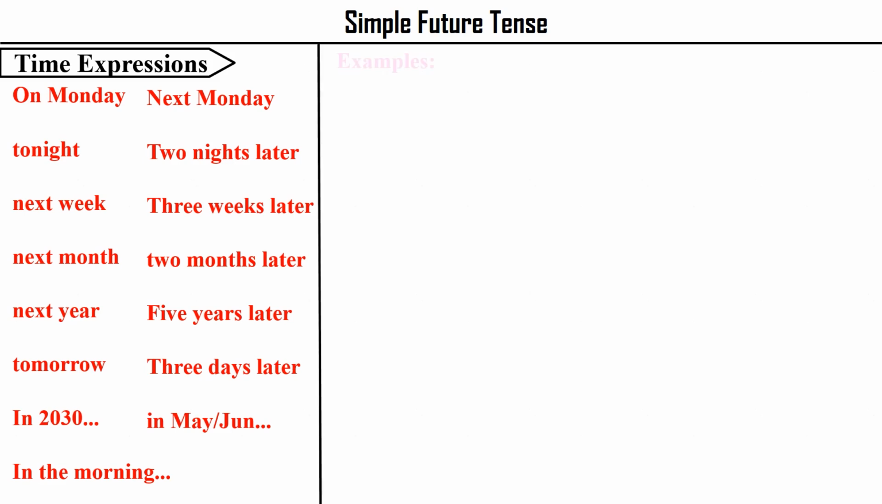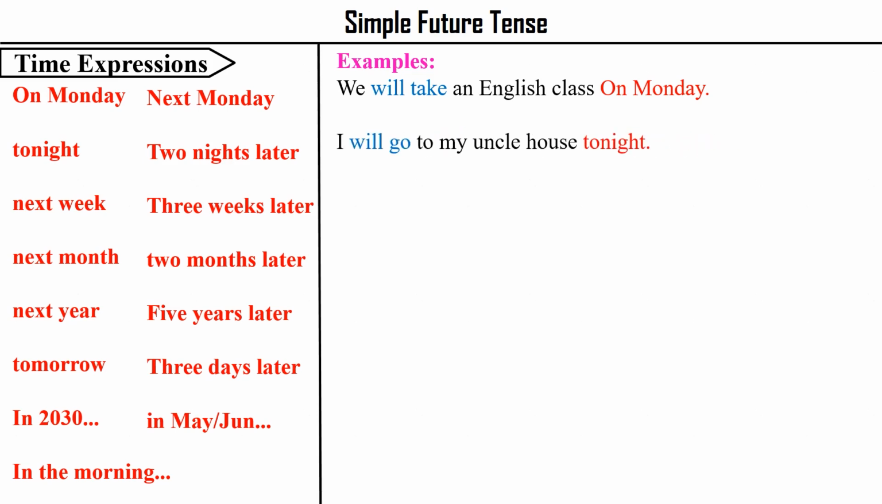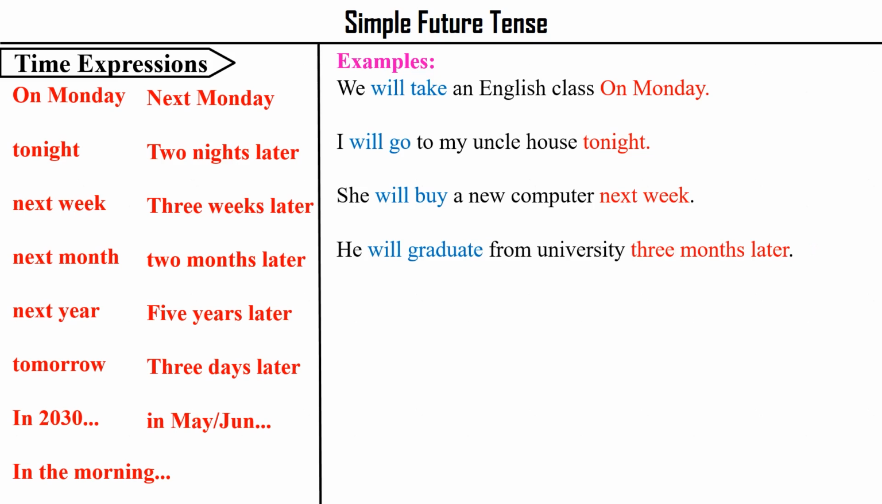Let's look at some examples. We will take an English class on Monday. On Monday is a future time expression on which we will take an English class. I will go to my uncle's house tonight. She will buy a new computer next week. He will graduate from university 3 months later. My brother will get married next year.